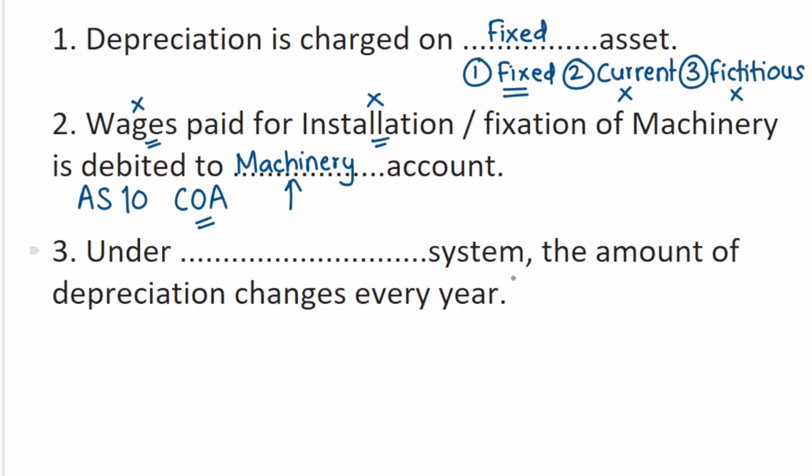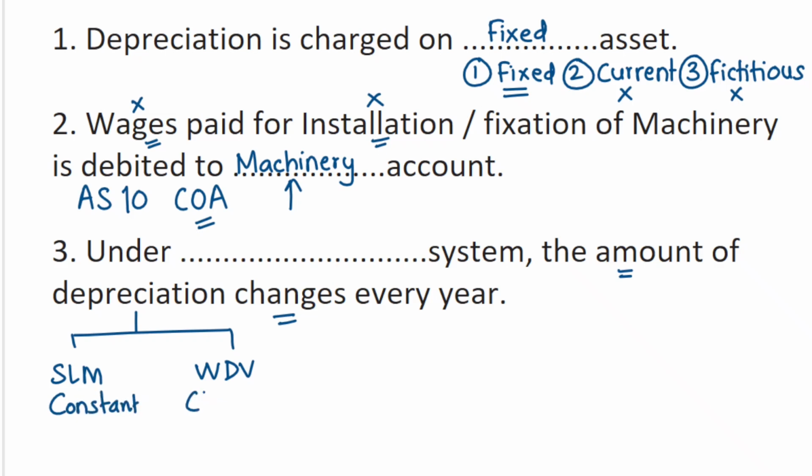Then is next question. Under dash system, the amount of depreciation changes every year. Now we know there are two methods of depreciation. One is SLM method and other one is WDV method. In SLM method, the depreciation amount remains constant, and in WDV method, it keeps changing every year. It keeps reducing every year.